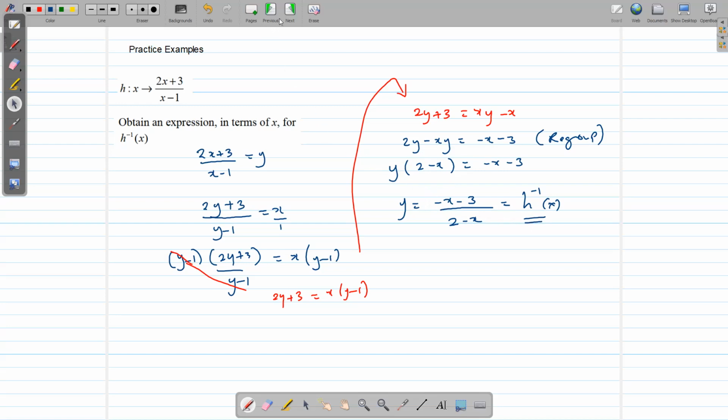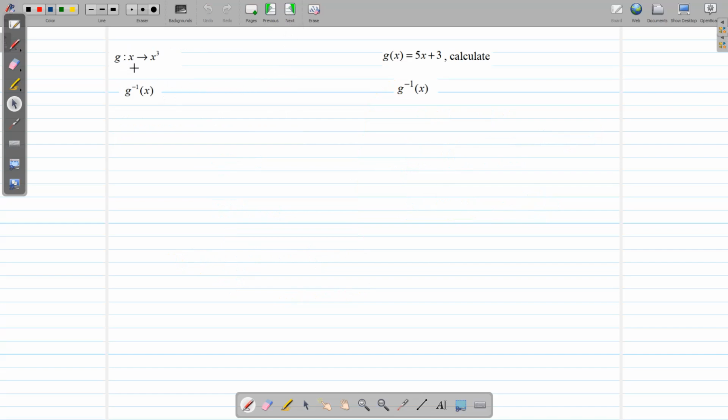Let's try another example. Here we have g of x is equal to x cubed, and g inverse of x is what we want to find. So we say x cubed is equal to y, and then we switch them to say y cubed is equal to x, and now we need to solve for y. Now, how do we solve for y when we have y cubed?